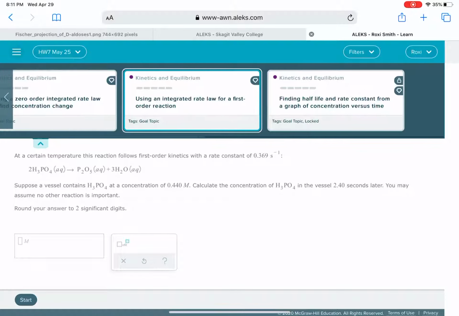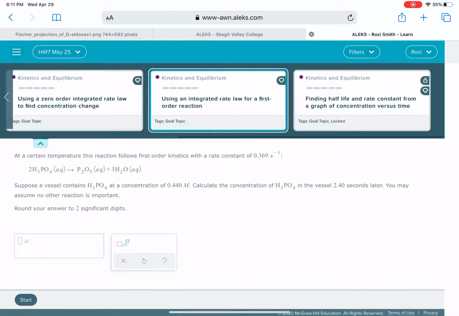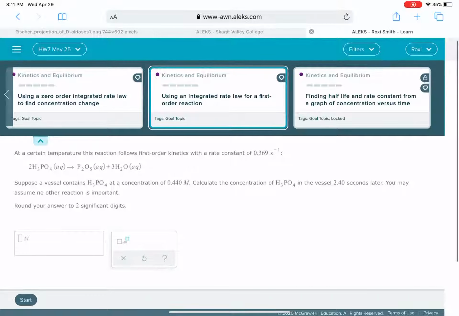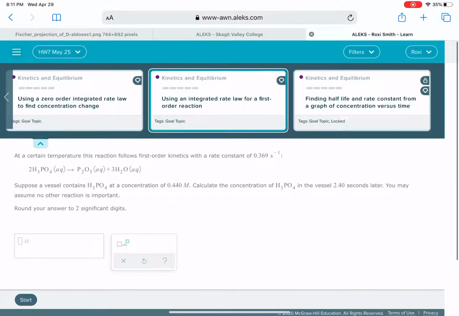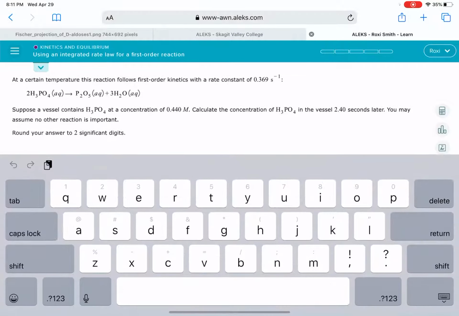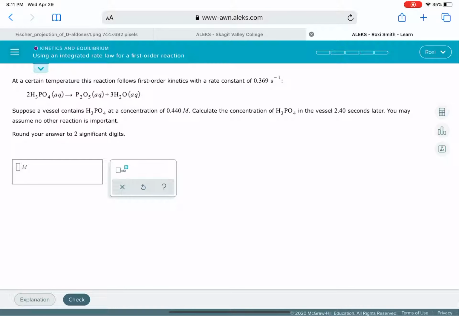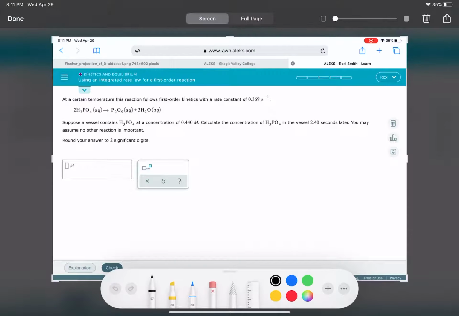We're going to look at the ALEKS problem from homework 7 using an integrated rate law for a first order reaction. And I feel like this problem is going to be pretty straightforward for you because you are just plugging stuff into the first order integrated rate law. So let's start by just reminding ourselves what the form of that is.